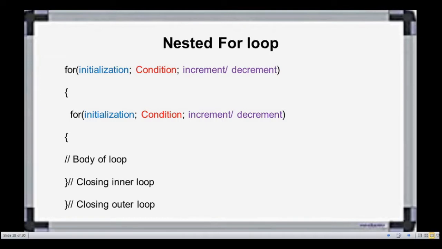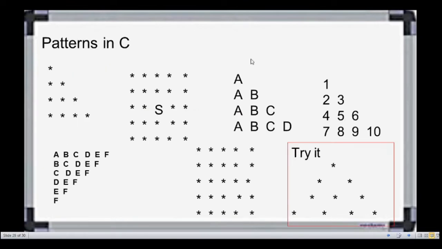And if the main condition, this condition is false, then we will go here. Okay. Closing of this outer loop. So directly after this bracket we will execute the next code. Okay, let's see some examples of nested for loop. We can create different patterns by using this nested for loop.